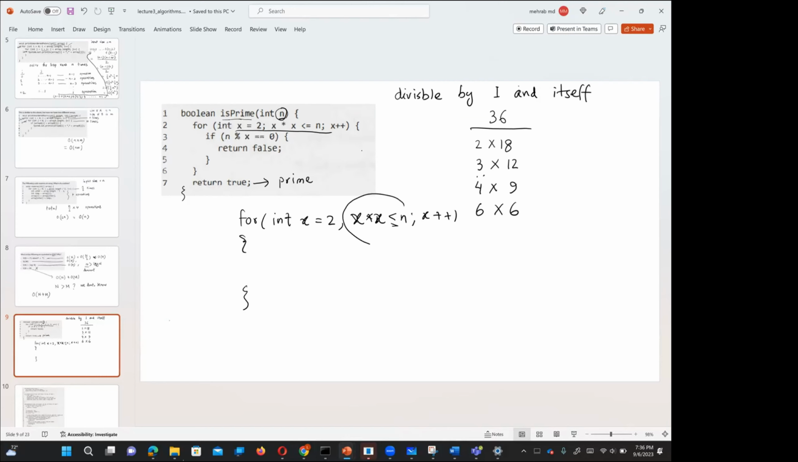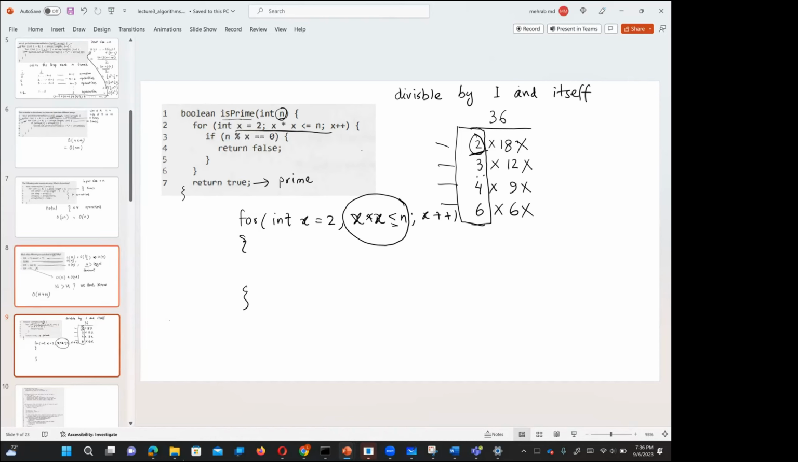I'm trying to understand why we are just stopping here. You see that once I am trying with 2, do I need to try with 18? No, I don't need to, right? What I'm trying to say is if I just check these numbers, like if it's divisible by 2, 3, 4, 6, I'm done, right? I don't need to check 18, 12, 9, and 6, because these are actually covered. Do you get my point?